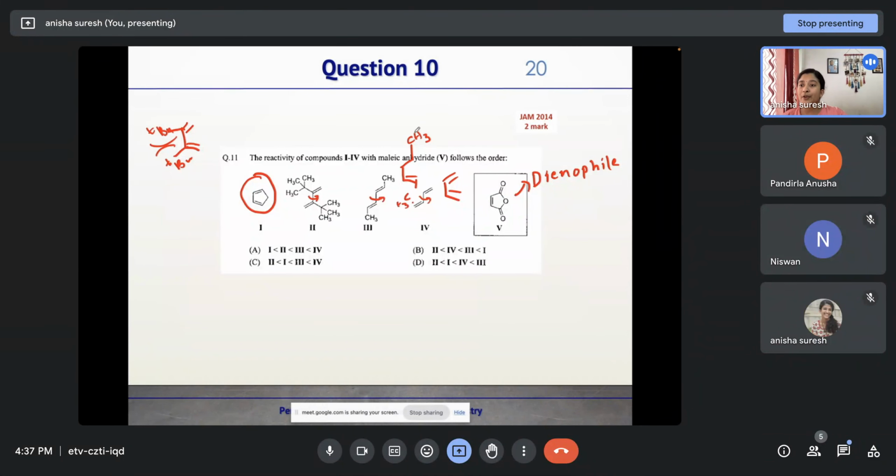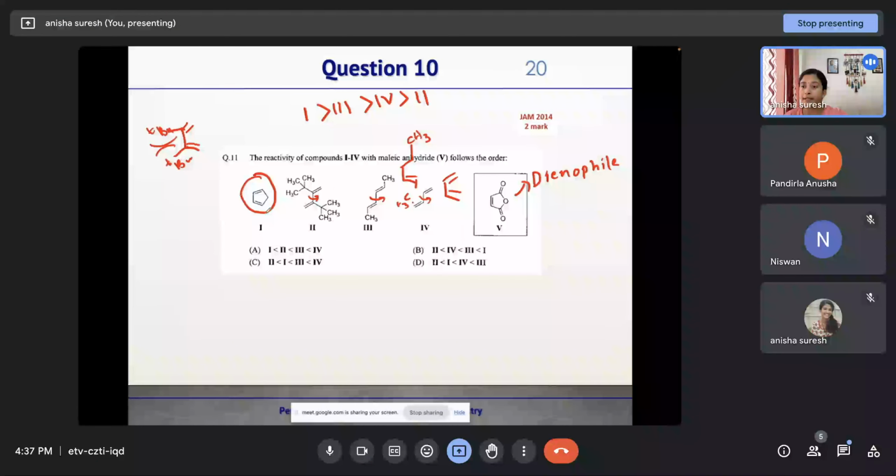So because of the presence of this CH3, according to electronic effects, this CH3 will be releasing electrons, and hence this will be an electron rich system. So the order will be 1, then comes 3, then comes 4, and then comes 2. 2 will be the least reactive because of the steric hindrance that will be caused by the tertiary butyl groups.